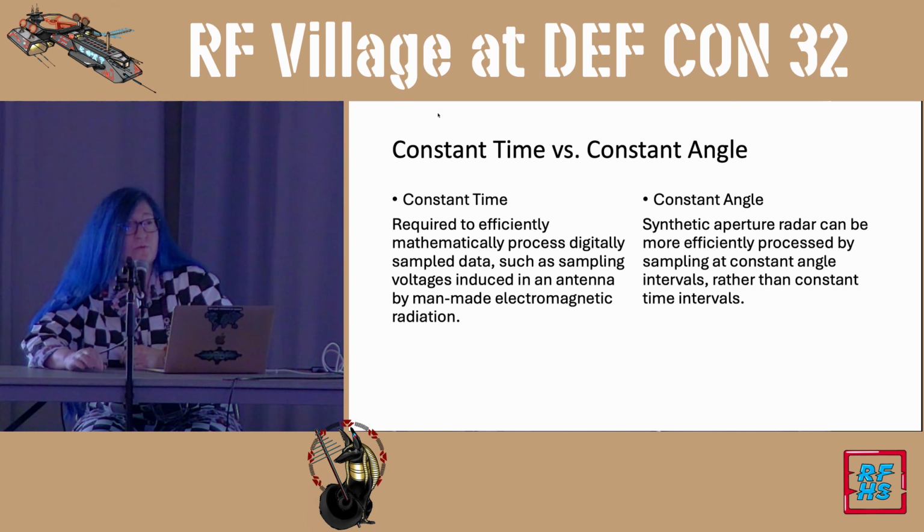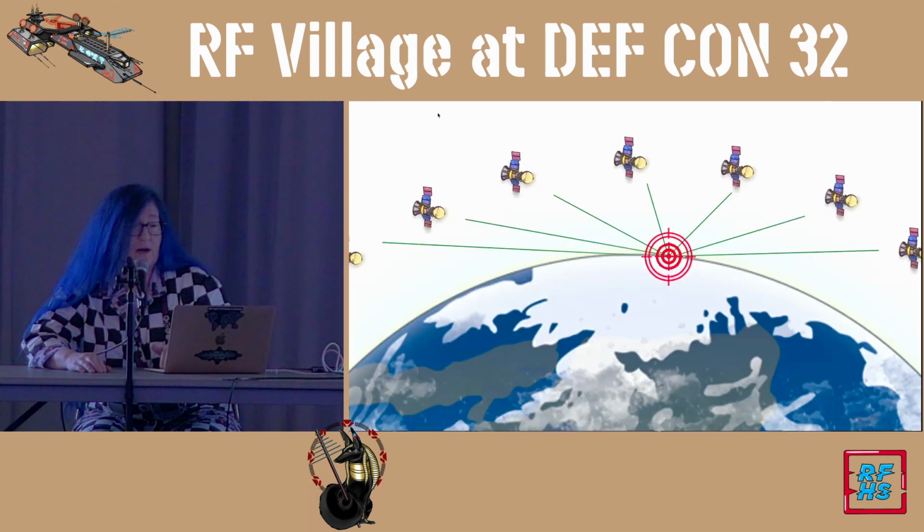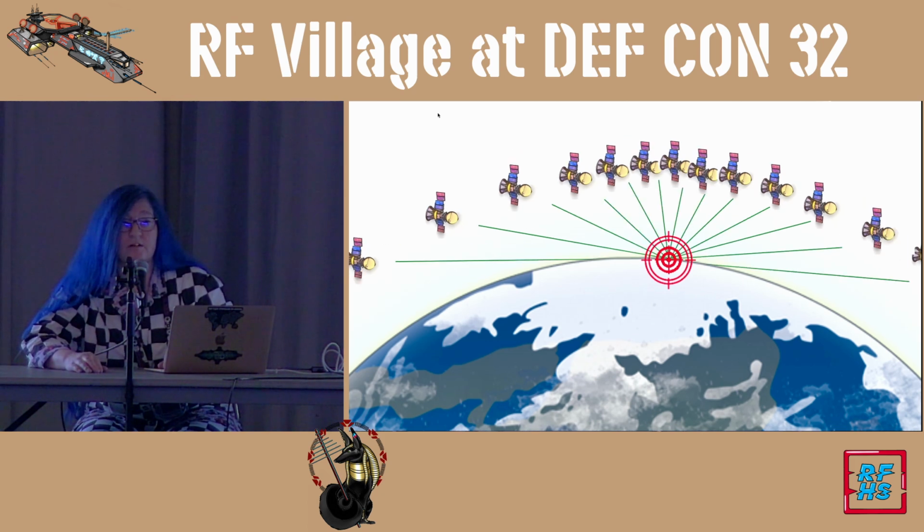However, when it comes to synthetic aperture radar, when you're flying by, say on a low Earth orbit satellite, you want a constant angle. So SAR can be more efficiently processed by sampling at a constant angle rather than a constant time. This makes a big difference in the math. So here we have a satellite and it's looking at a target and it's taking images at a constant time. This is at a constant angle. So somewhat non-intuitive, but if you embrace this, your math becomes a whole heck of a lot easier.